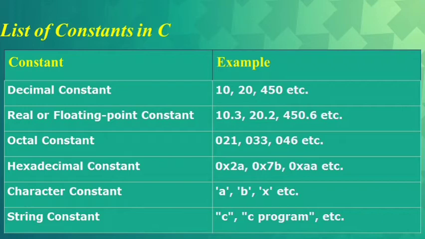Next, the floating point constant. A floating point constant is made up of a sequence of numeric digits with a decimal point. A character constant contains a single character enclosed within a pair of single quote symbols. Then a string constant is a sequence of characters enclosed in double quotes.